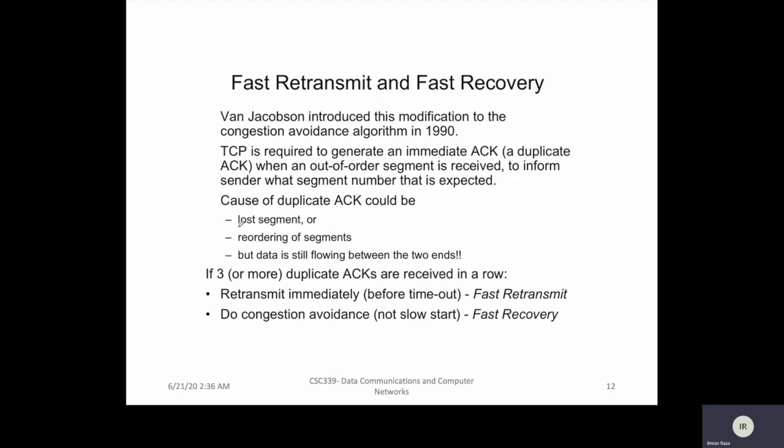By the way, it's important for us to understand why a receiver will be sending triple duplicate acknowledgement, and there can be the following reasons behind this. Number one is maybe a segment has been lost, or maybe the segments are reordered, or maybe the data is still flowing between the two ends. Okay, so these are the possible reasons that a receiver will be generating triple duplicate acknowledgements. So now, if a triple duplicate acknowledgement is received, meaning 3 acknowledgements are received in a row, this means we will definitely enter into a fast retransmit mode, and will not wait for the timeout. But we'll do congestion avoidance, but not the slow start.